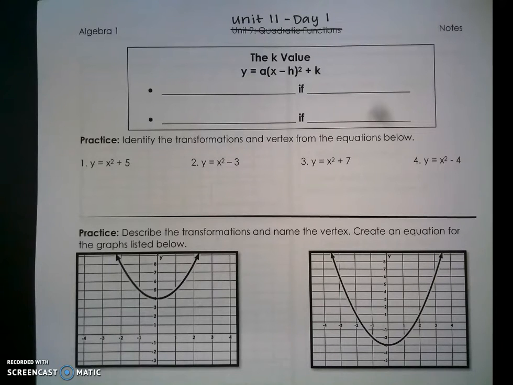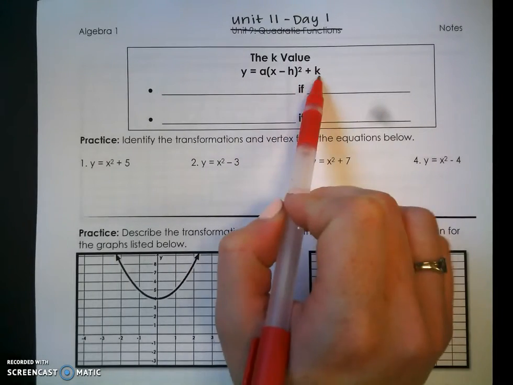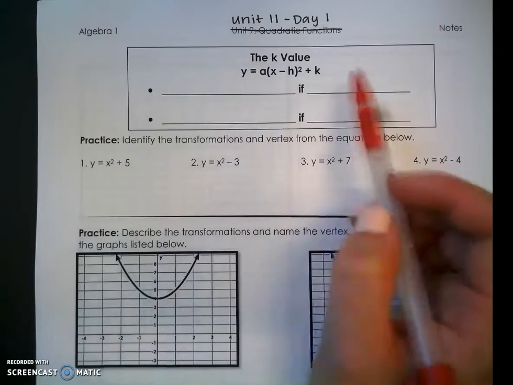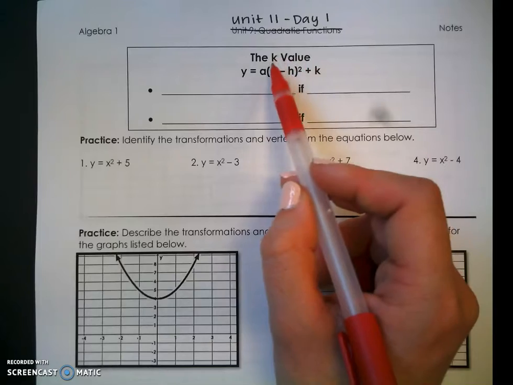Today we talked about transformations of quadratic functions using vertex form, which is this equation right here. We talked about two things, the k value and the h value. So we're going to start with just a quick recap about the k value.